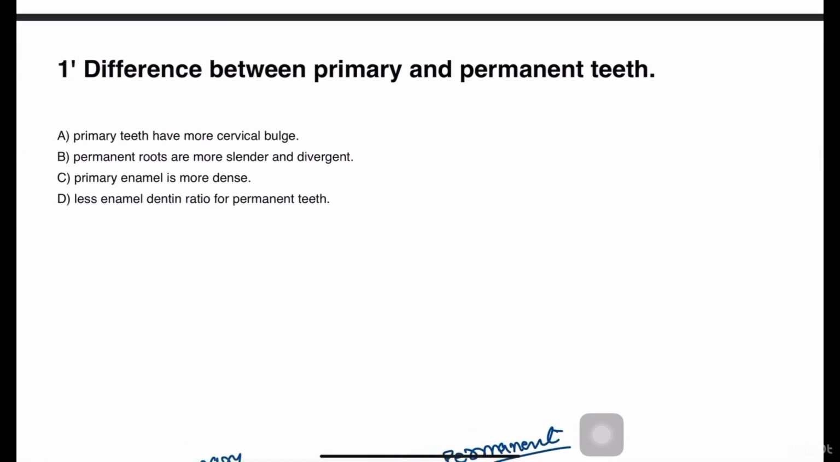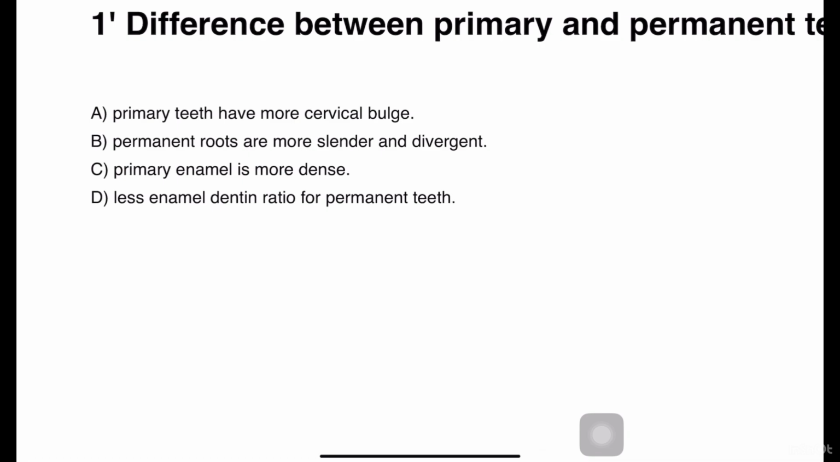First, what is the difference between primary and permanent teeth? Primary teeth have more cervical bulge. Permanent roots are more slender and divergent. Primary enamel is more dense, less enamel dentin ratio of permanent teeth. Okay, so let's look at the options thoroughly. Permanent roots are more slender and divergent: no, this is wrong. Primary enamel is more dense: wrong. Less enamel dentin ratio of permanent teeth: wrong. But here the correct answer is primary teeth have more cervical bulge.